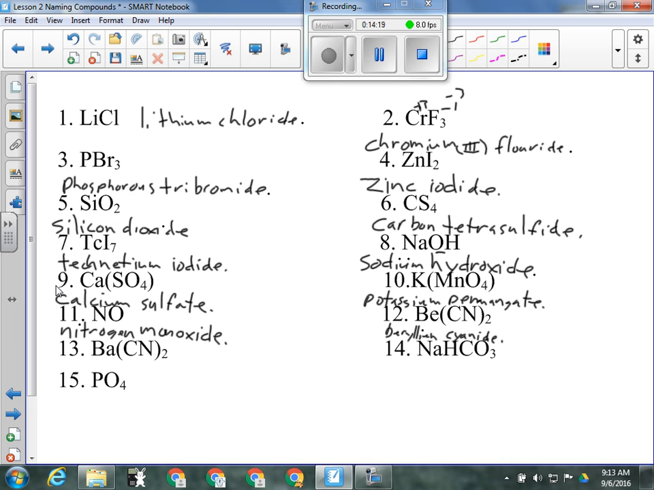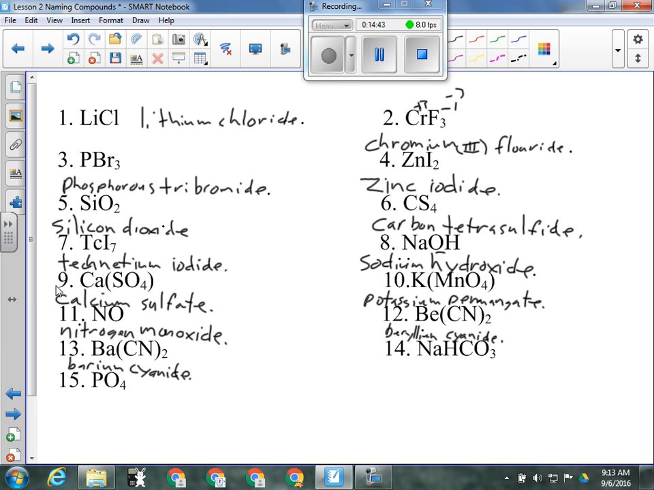Okay, and number 13, we'll have Beatrice try this one. Barium cyanide, right? So the real trick to the polyatomic ions in naming anyway is just finding them. Once you've found them, it's just writing them down. You don't have to change anything about them. It's a little trickier when we're writing the formulas and we've got to remember to use brackets or not use brackets and that kind of stuff.